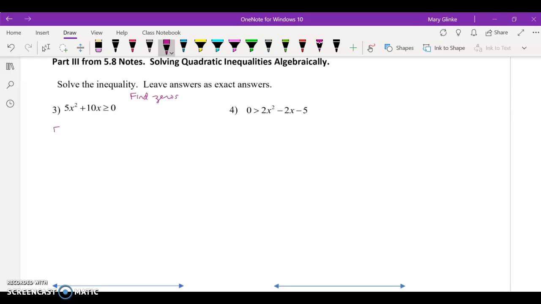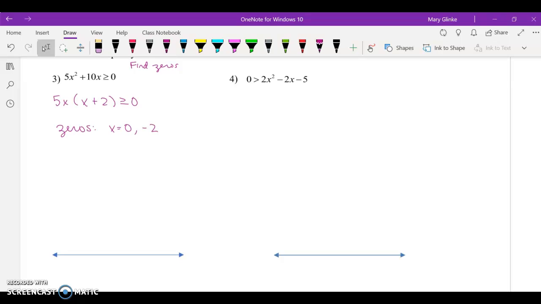Okay, so factor if you can. This first one factors nicely. The zeros are going to be at x equals 0 and x equals negative 2. Once we find our zeros, we're going to plop those on our number line. Probably go least to greatest. That's how number lines work. There we go. Negative 2 and 0. You are going to look at your inequality to determine if it's an open circle or a closed circle. So these are closed circles.